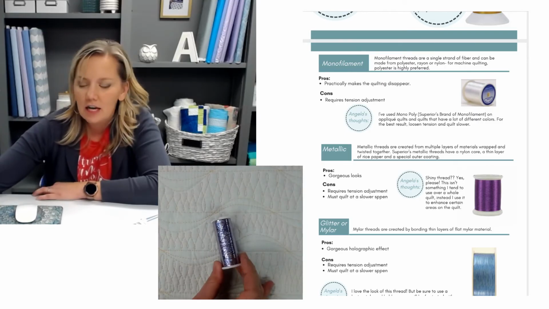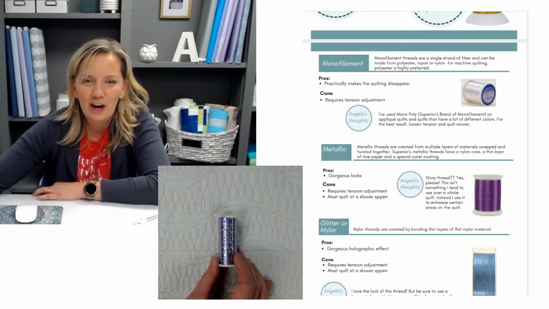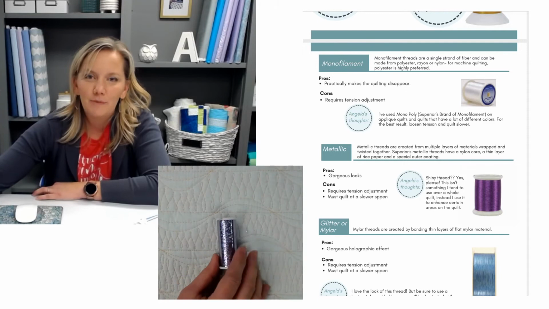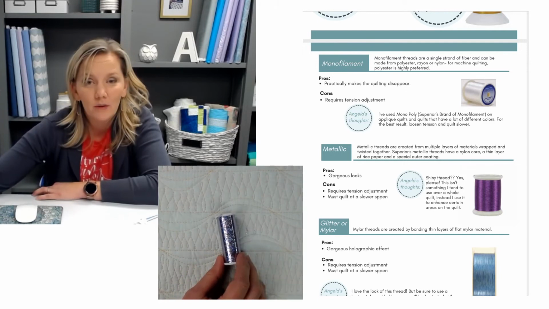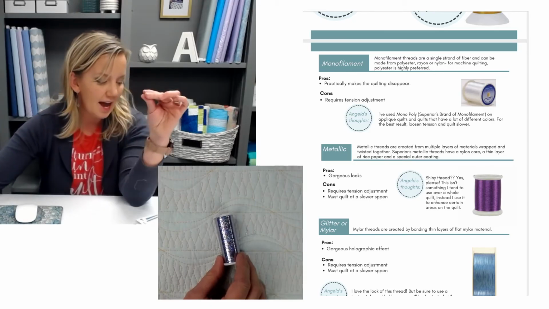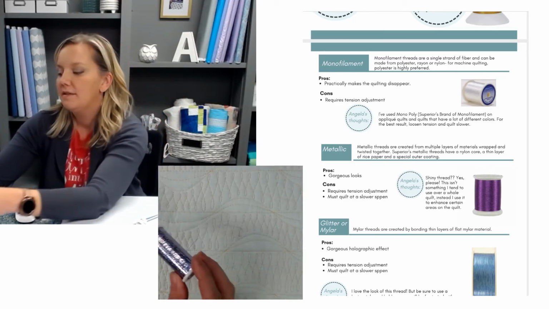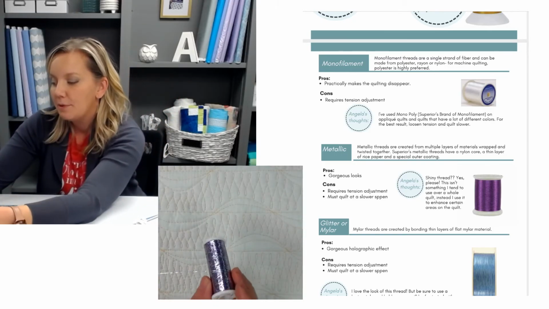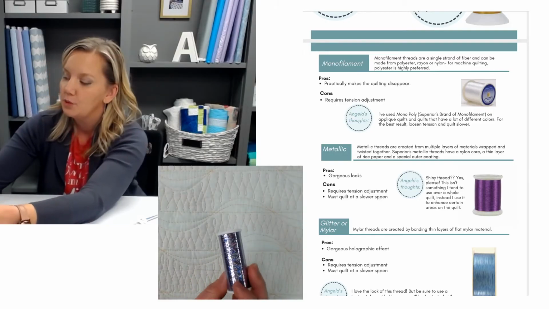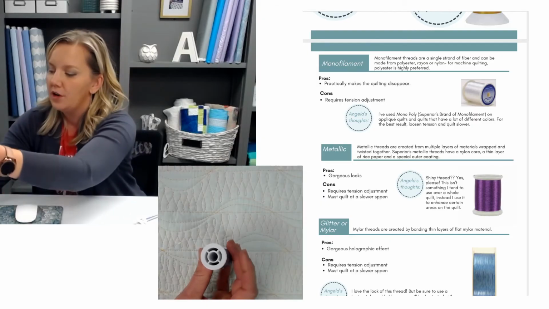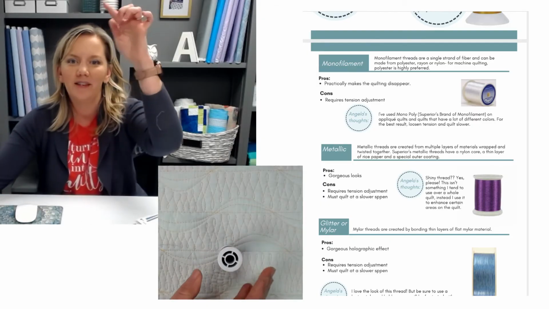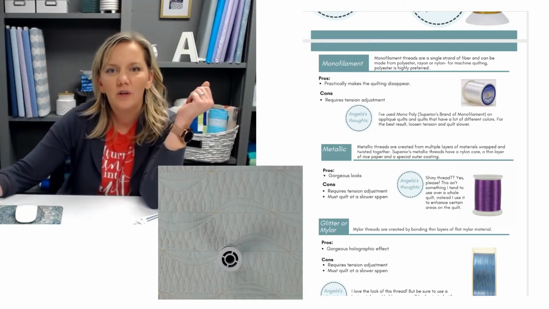I love the very holographic look of this, but this is made a little bit different. This is actually like a tape. If you kind of think about it, it's not round like most threads. It's more flat. So this is a very good example where I want to have a horizontal spool holder so that it comes off this way. If I use a vertical spool holder and I pull it up, I'm going to get a twist and it's going to make it hard to quilt successfully.